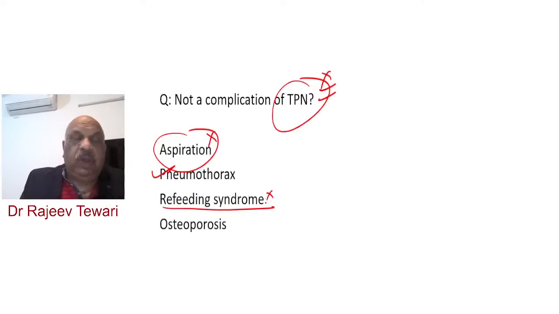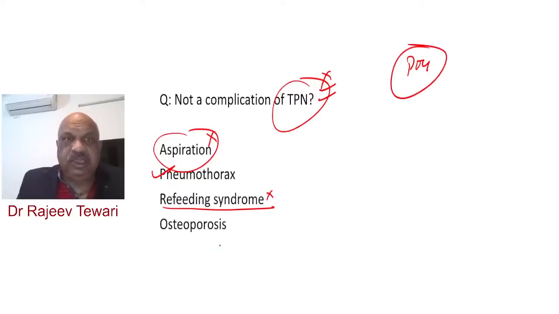Refeeding syndrome is a very common problem. The sugar, the potassium, everything goes from the extracellular to the intracellular compartment, including the phosphate. Most important, of course, is phosphate, causing arrhythmias, etc. Osteoporosis, yes, calcium deficiency can happen. Aspiration, we will never get in TPN. So obviously, it's the answer.